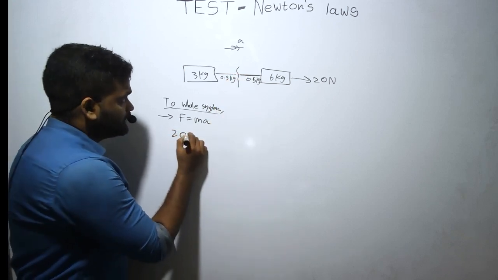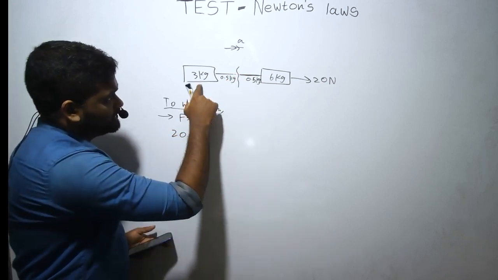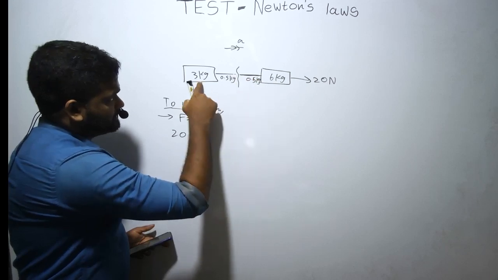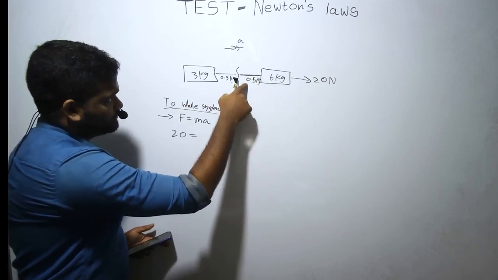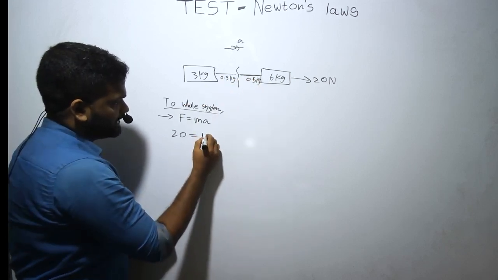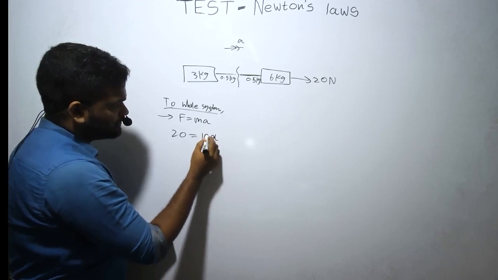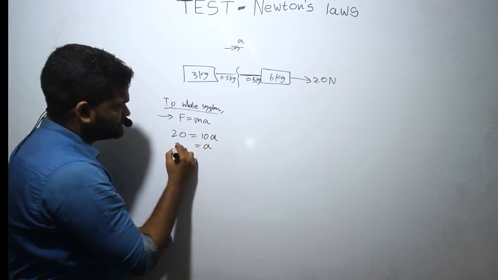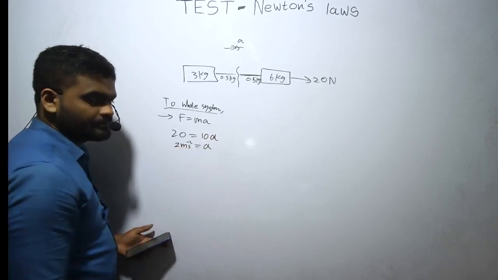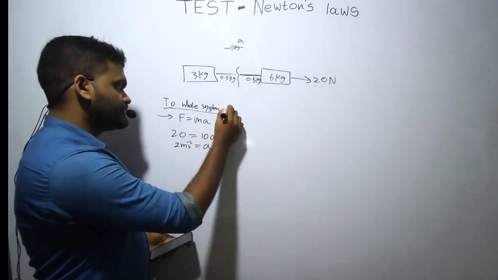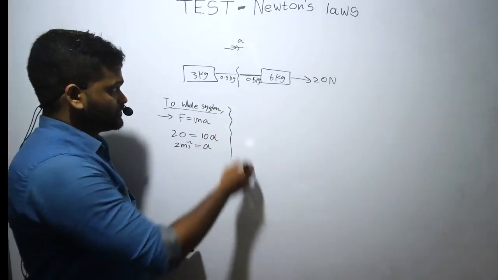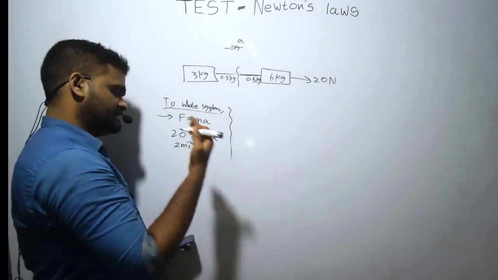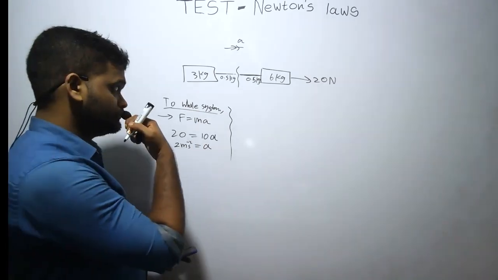So only force 20. Total mass, it is 3, 6, 1, 10 kg is the total mass of the system. So the acceleration is 2 meters per square second. That's the acceleration of the system. So each part has the same acceleration, 2 meters per square second.